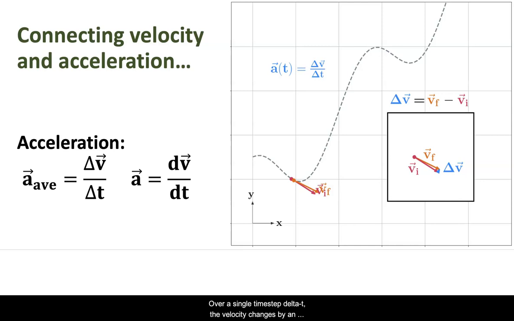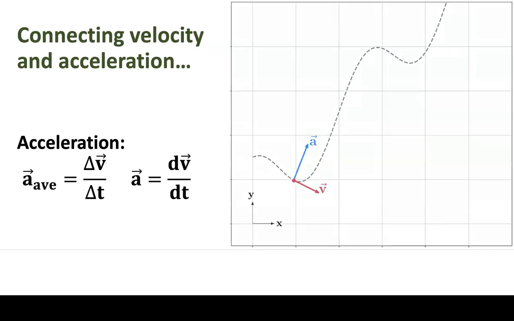changing. Over a single time step delta t, the velocity changes by an amount delta v. The average acceleration over that time step is delta v over delta t. If we take the limit of very small steps, delta v and delta t can be replaced by the infinitesimal quantities dv and dt to find the instantaneous acceleration at each point. The instantaneous acceleration is now shown here along with the velocity.